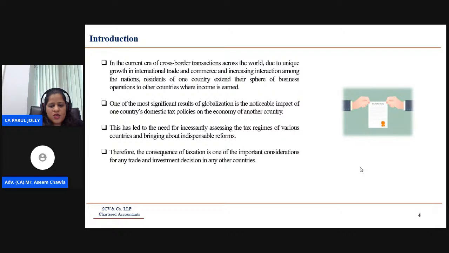So with times constantly changing, businesses becoming complex, particularly in the era of technology and digitization, there are so many cross-border transactions and global trade. So all countries, with an endeavor to maximize their tax collection, are grappling with international tax issues. One of the most significant results of this globalization is the noticeable impact of one country's domestic policies on the economy of another country. If there is a change in the domestic law policy in India, then due to globalization, the economy of another country also gets impacted, and that is why there is a need for assessing the tax regime of various countries. The consequence of taxation has become a very, very important consideration while analyzing any trade and investment decision.